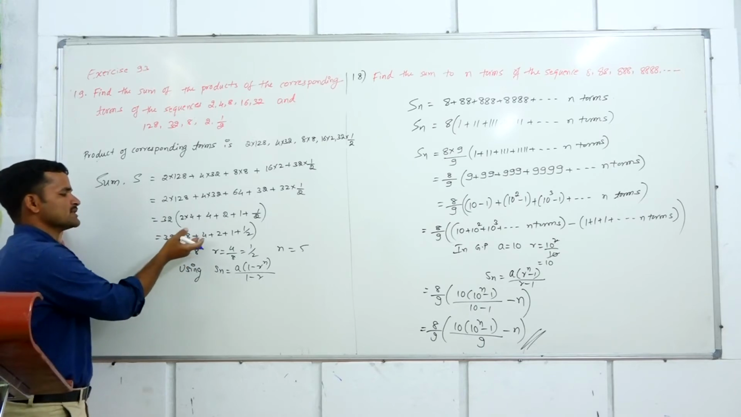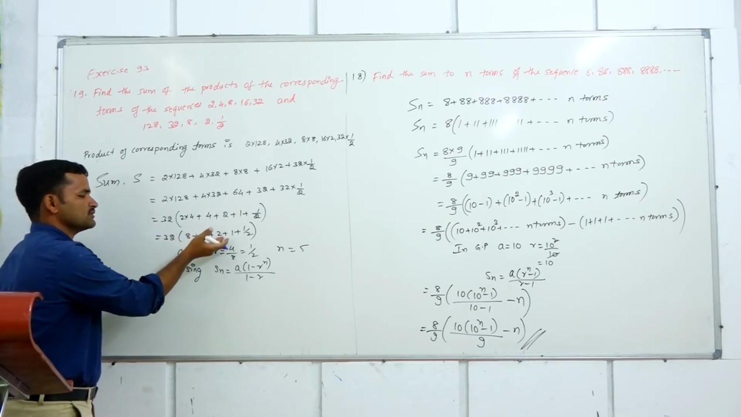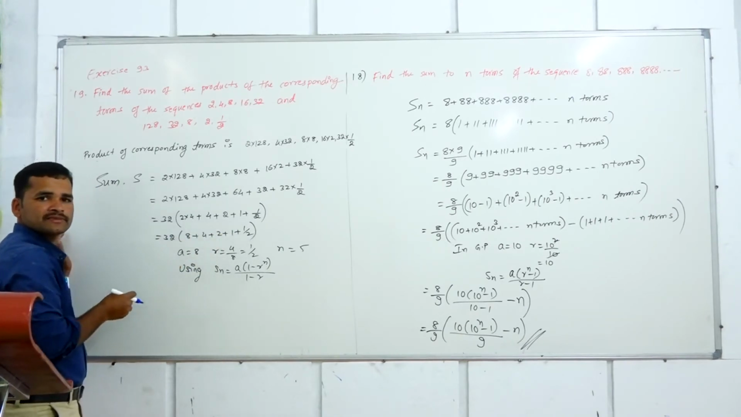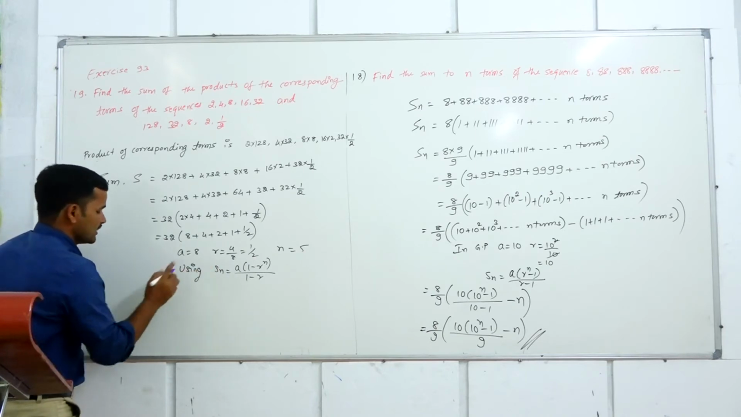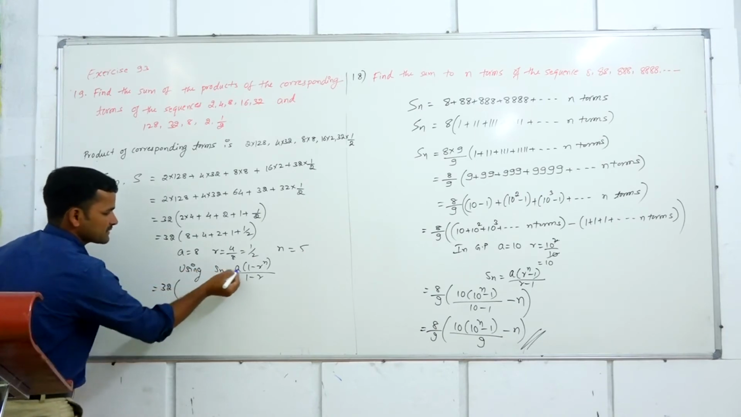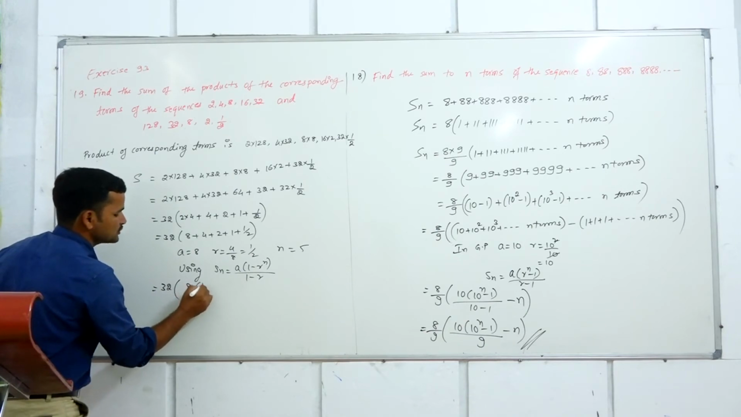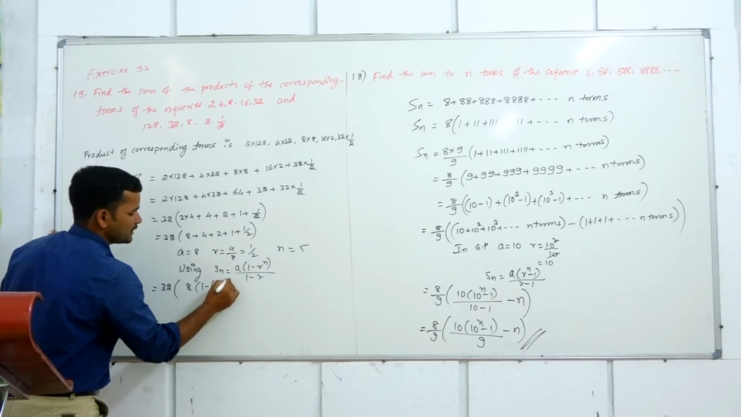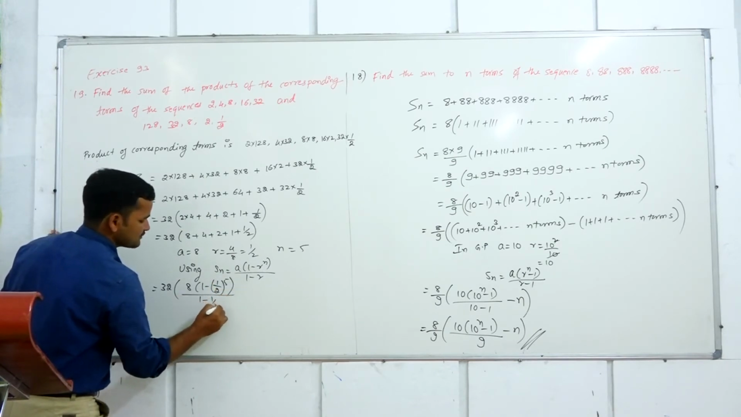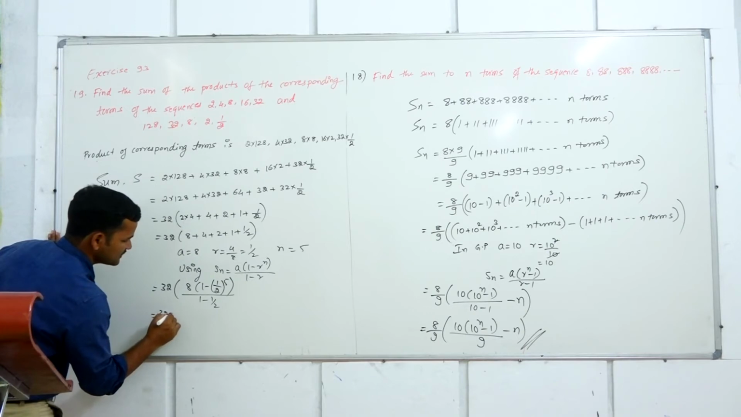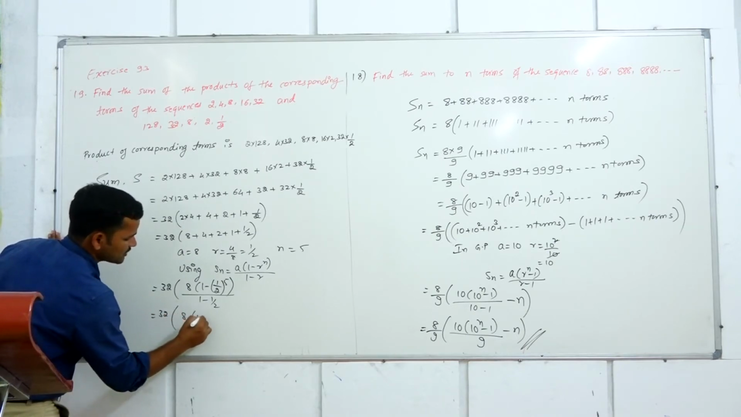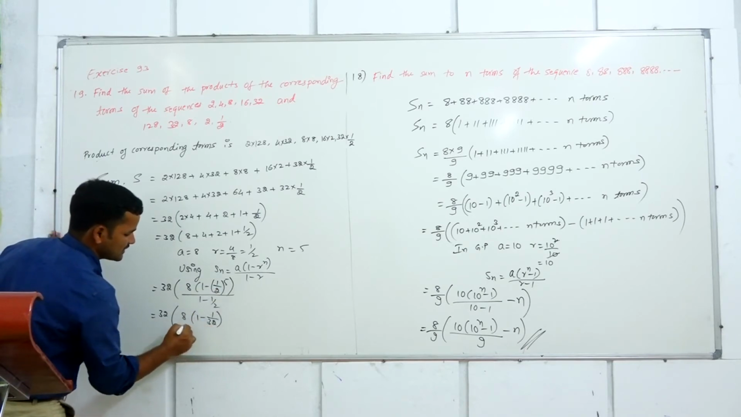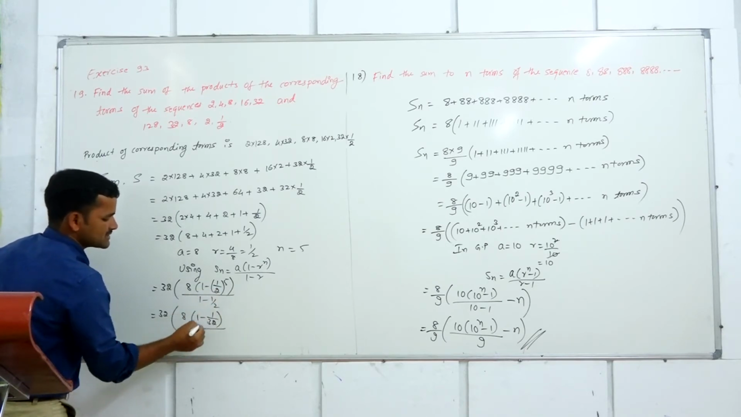Directly you take the common. 8 plus 4, 12. 12 plus 2, 14. 14 plus 1, 15. 15 plus half. Like that you take, no problem. 32 into, I am using this formula, 8 into 1 minus of R, R is 1 by 2, 1 by 2 to the power of 5 divided by 1 minus 1 by 2. 32 into 8 into 1 minus of 1 by 2 to the power of 5 means it is 32, divided by 1 minus half is half.